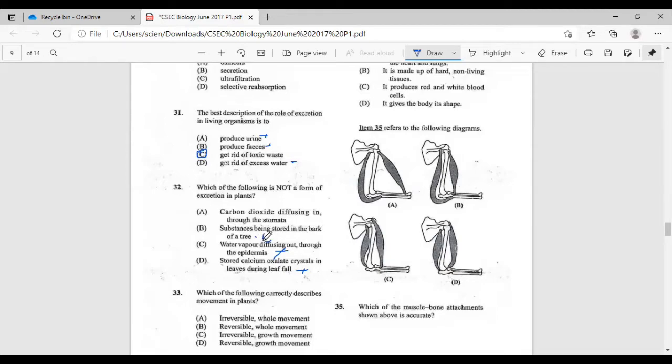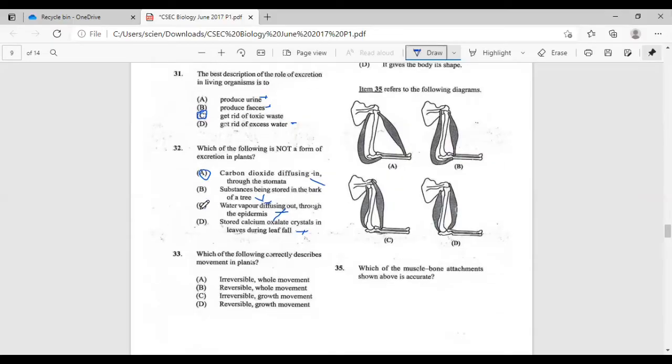So the only one there that is not a form of excretion is A, which states carbon dioxide diffusing in through the stomata. So remember, carbon dioxide is a gas that is needed for photosynthesis to happen. And if it is coming in, remember, excretion is the removal of metabolic waste. So this sentence is not telling us that we're removing something, but something is coming in. So that's why it's not a form of excretion, all right? So that's A.